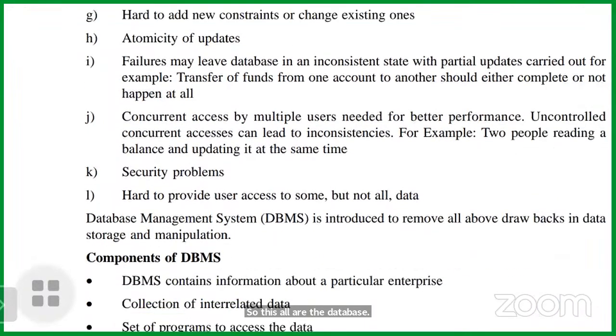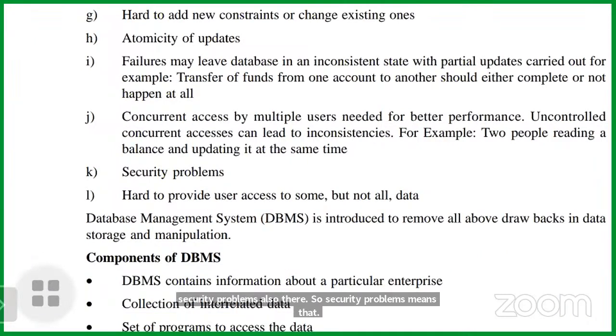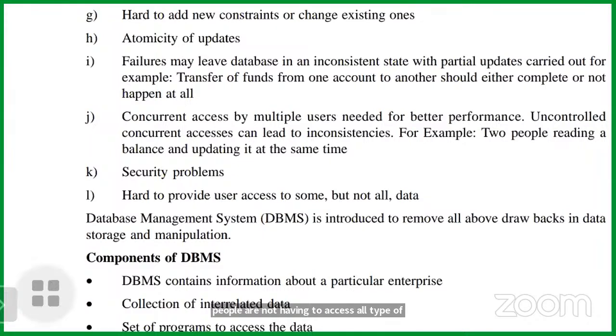Security problems means, for example, at the university level, not everyone has access to all types of data. Only higher authority people have it. That type of security was not available at that time, and it was hard to provide user access to some but not all data. Also, memory is not sufficient: if you want to store much more data in a file, we can't store it there. That is also a problem. All these drawbacks are recovered by the DBMS. That's why DBMS was invented, and DBMS solves these problems to the maximum extent.